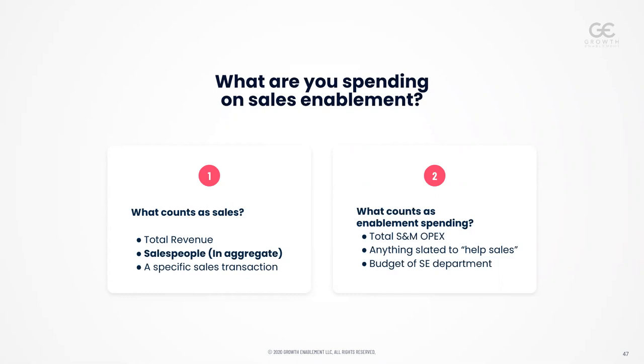Now the second thing is we have to figure out what pools of spending we are interested in. So what counts as enablement spending? Do we want to look at the total sales and marketing OpEx spend? By the way, that's what the commercial ratio picks up. I don't think we need to do that right now because that's probably a bridge too far. Do we focus on the budget of the sales enablement department? Frankly, that would be foolish because there's no sales enablement department out there that's the same. Everybody has different scope and span of control. And also we're playing back in that same sort of budget thing. So really the happy medium is anything slated to, quote unquote, help sales.